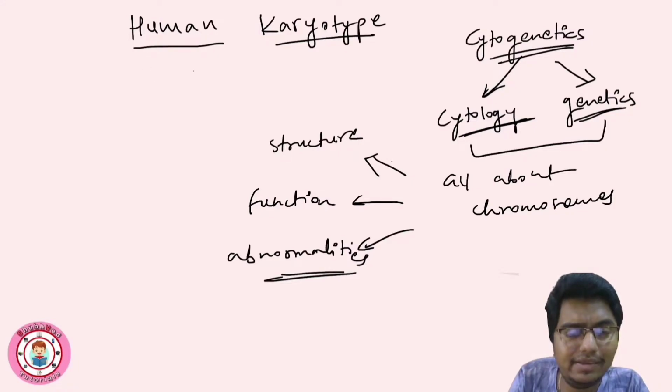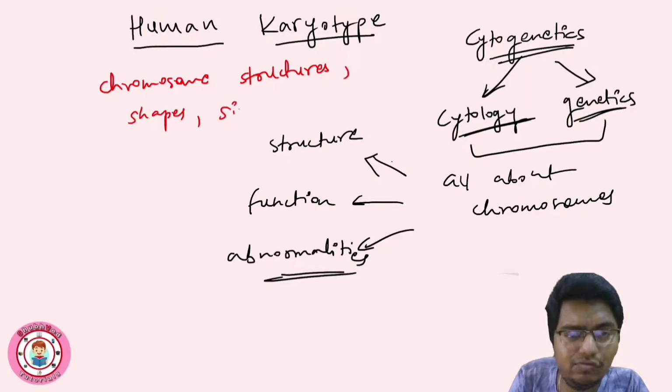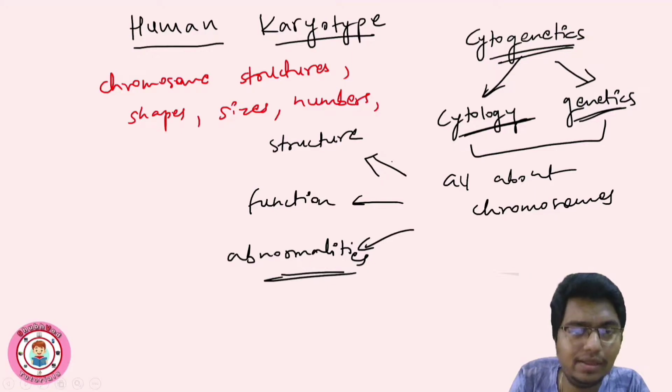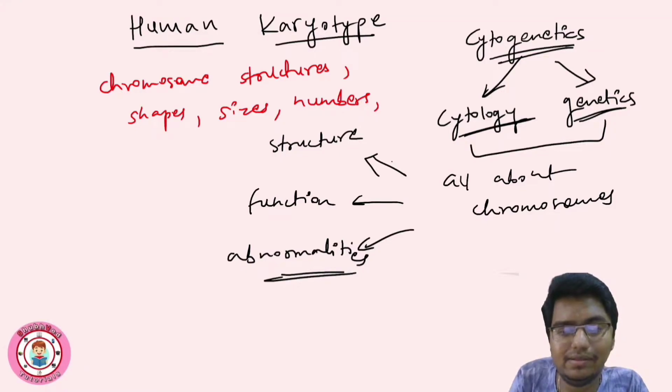In this we discuss chromosome structures, then shapes, size of chromosomes, then the numbers. These things we study in the human karyotype. It is also known as karyotype analysis. This is used in medical genetics to understand the different chromosomal diseases.